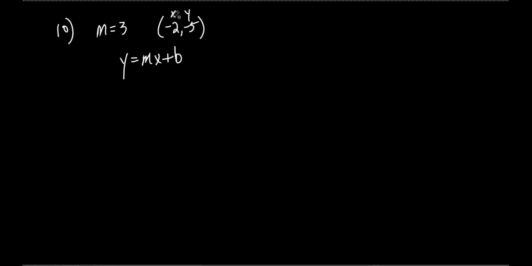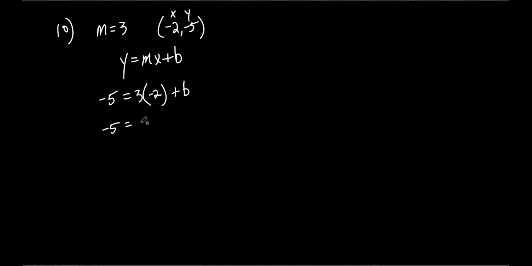I know -2 is x. I know -5 is y, so let's put them in. So -5 equals m, which they tell us already. On the other problem, we had to figure it out, but now we know. Times x, which is what? -2 plus b. And now all I got to do is just solve for b, put them all together to get the equation of a line.